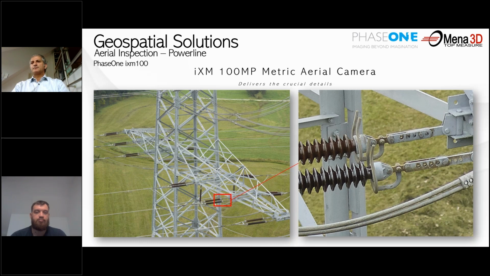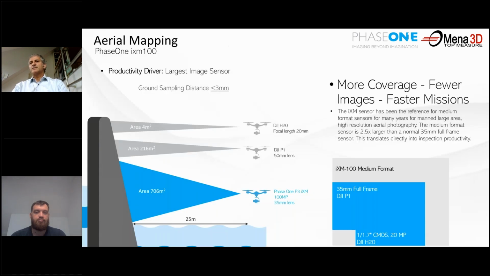In the power line. This slide I like very much because it gives you a clear image about ground sampling distance, down to 3 millimeters. If I'm mounting different sensors between the H20, P1, or P3, you can see the area you are covering. If you are flying at 25 meters, you can see on this map the area you might cover, which again helps produce a larger area much faster.